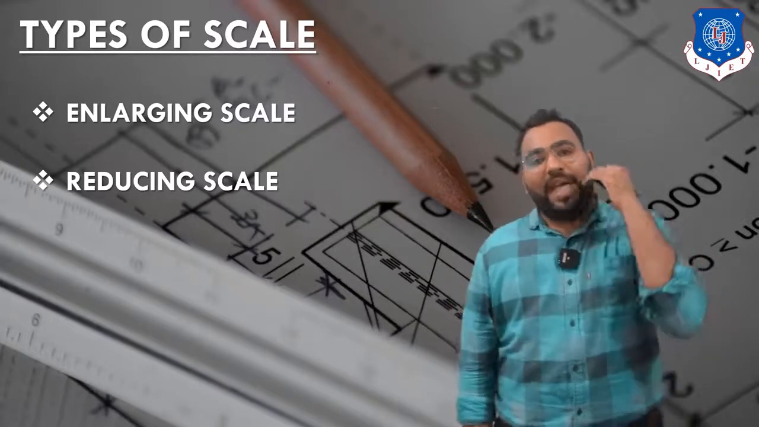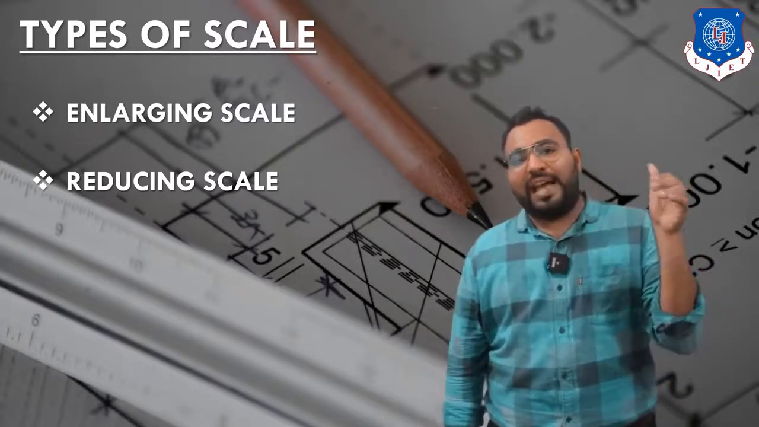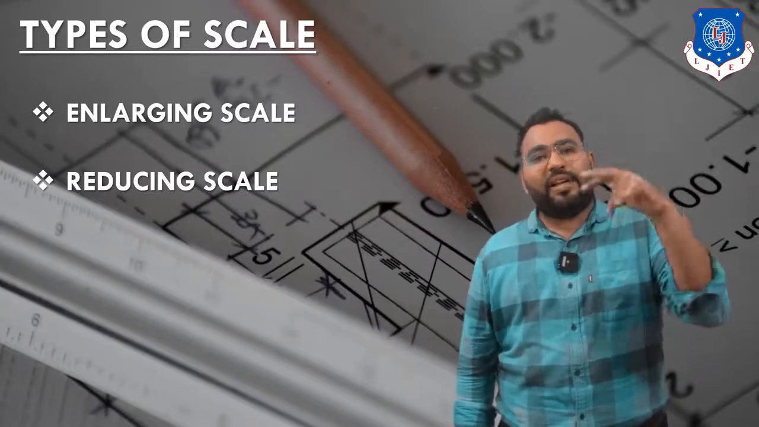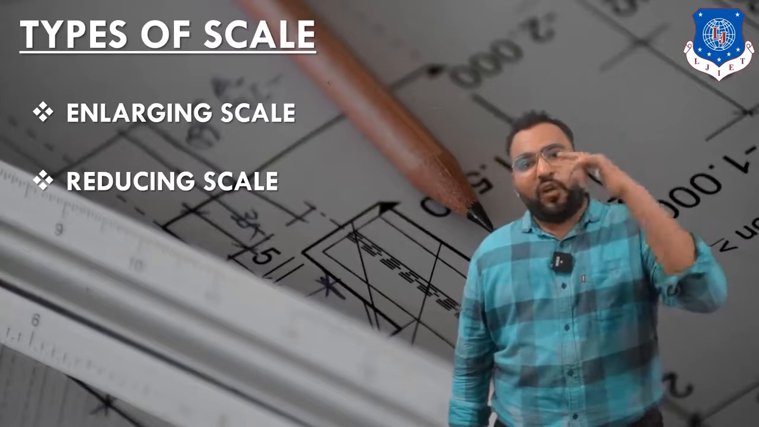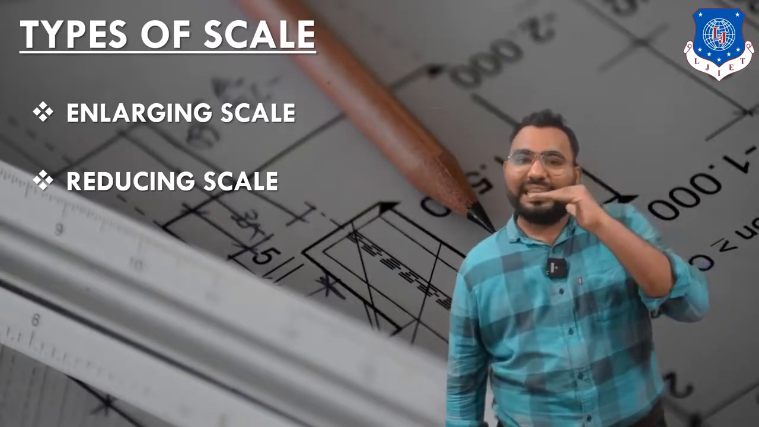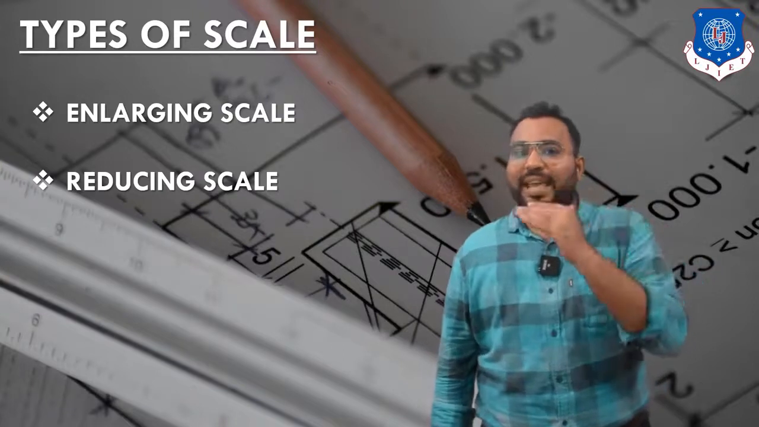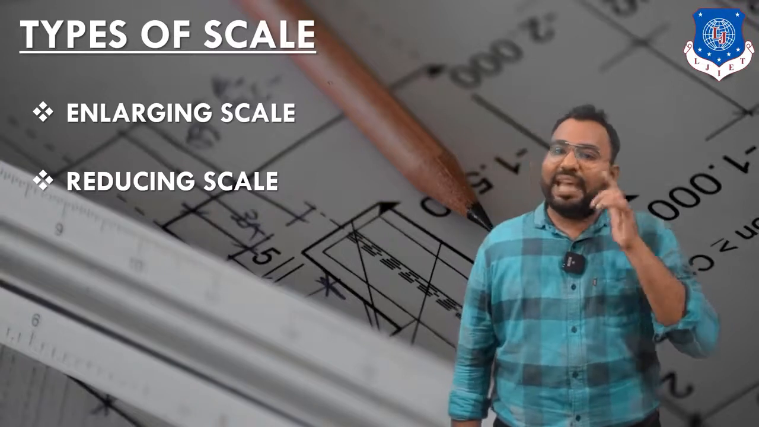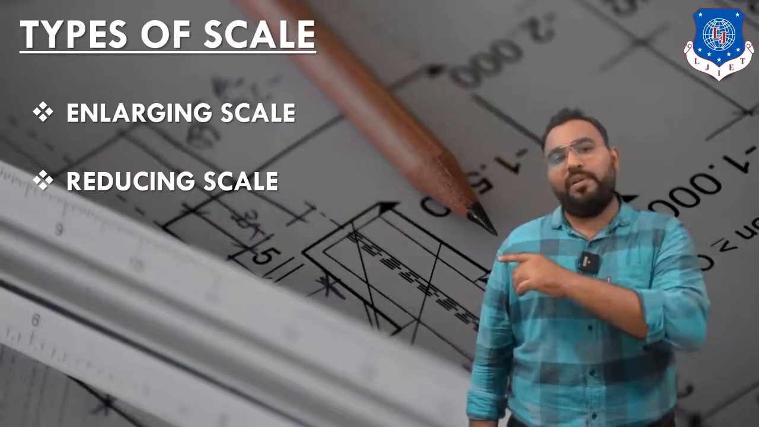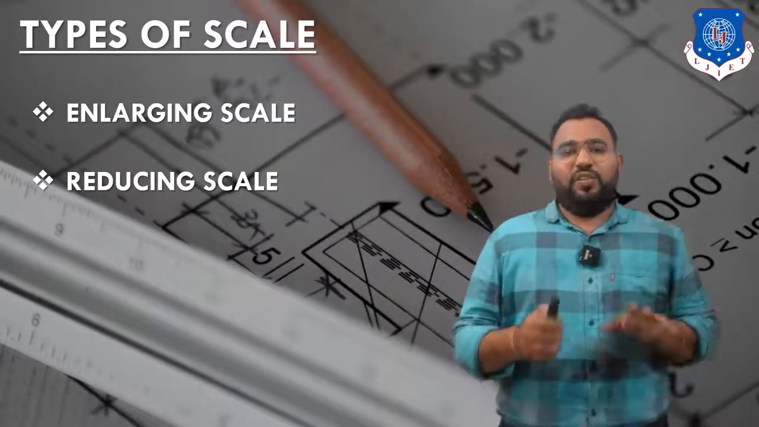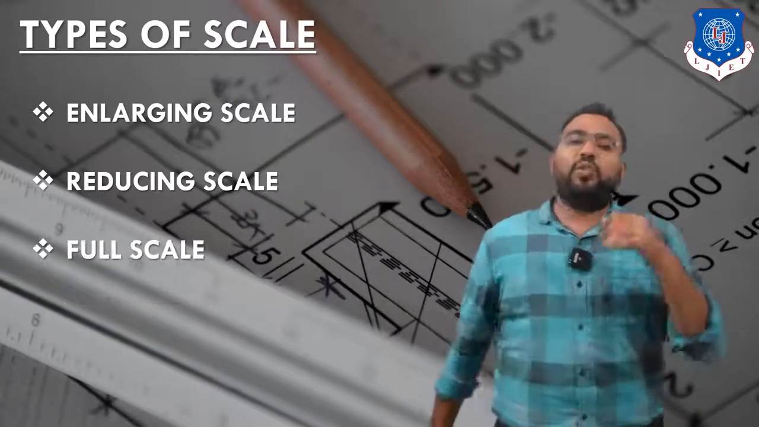Let's say the actual dimension of a particular line is 10 centimeter, but I am going to draw it by 1 centimeter in the drawing book. So the drawing dimension is 1 centimeter, and the actual dimension is 10 centimeter. So what will be the scale, or what is RF? It will be 1 is to 10. So this is the example of reducing scale, and always remember the value of reducing scale is always less than 1. So third type is called full scale.